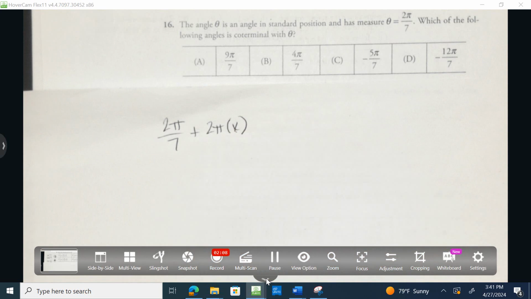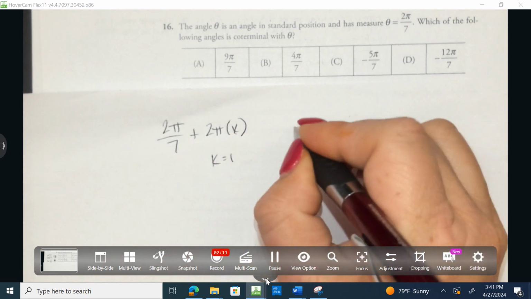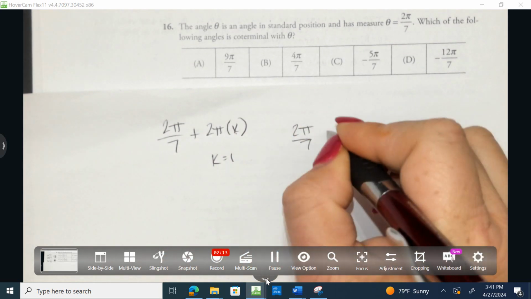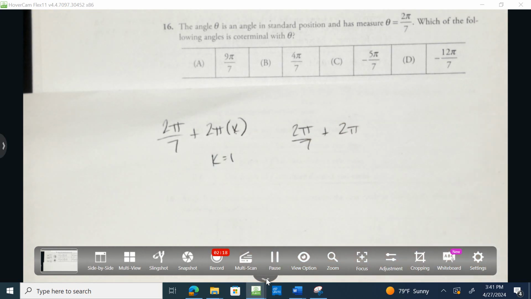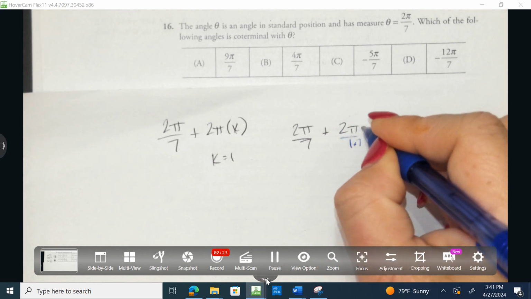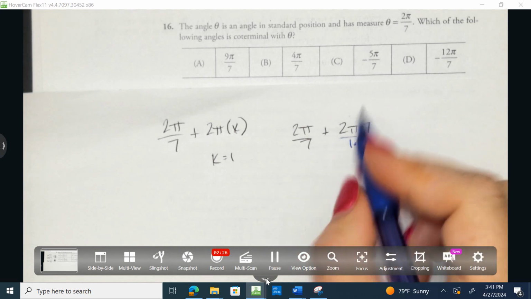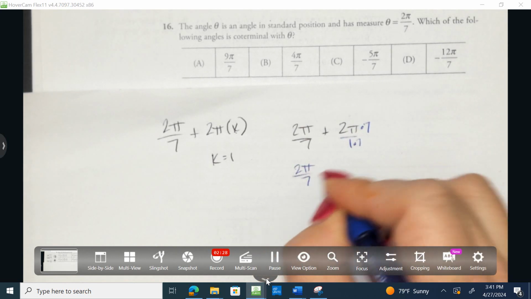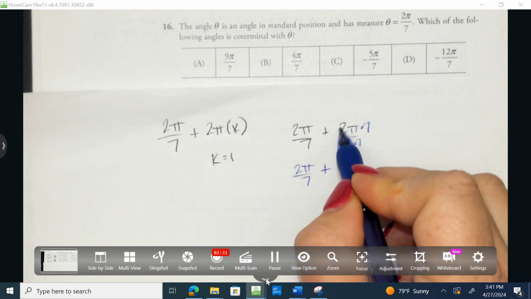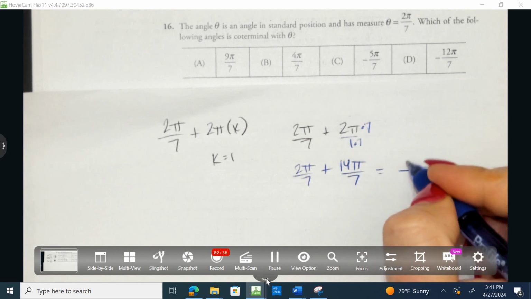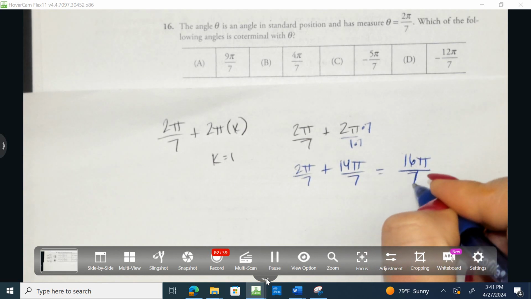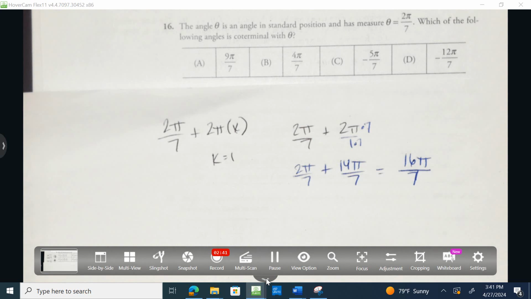So for instance, if we made k equal to 1, we'd have 2 pi over 7 plus, well, 1 times 2 would be plus 2 pi. Now we need to come up with a common denominator. Right now 1 is on the bottom, so I'm going to be lazy. I'm going to take this times 7 and times 7. Why did I do that? Because now I have a common denominator of 7. 2 pi over 7 plus 7 times 2 is 14 pi over 7. When we add together, keeping the denominators the same, we end up with 16 pi over 7. Is 16 pi over 7 there? No, 16 pi over 7 is not there.